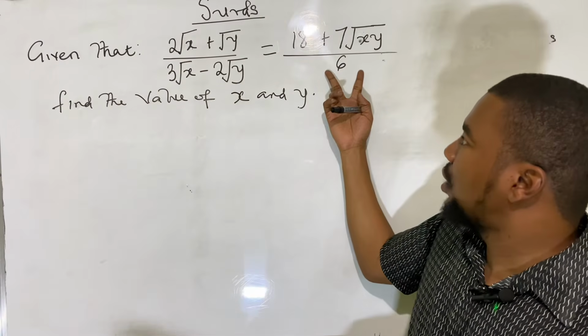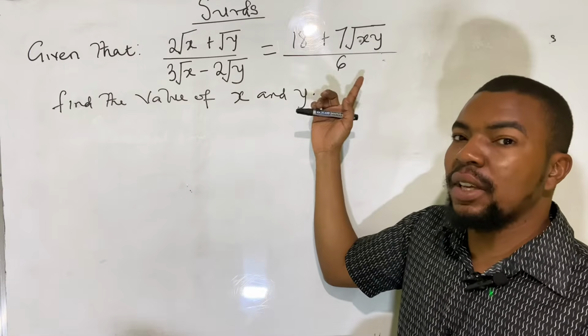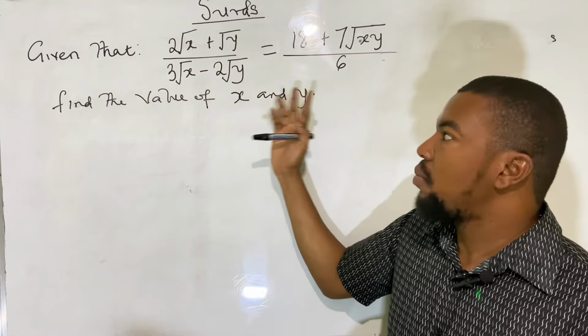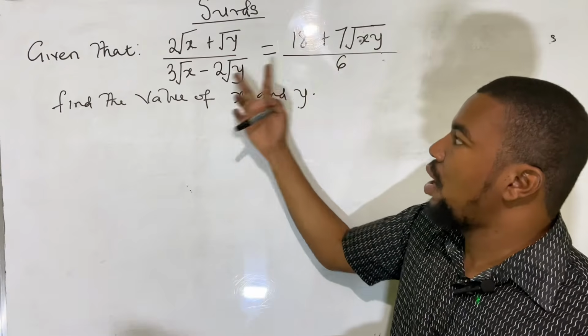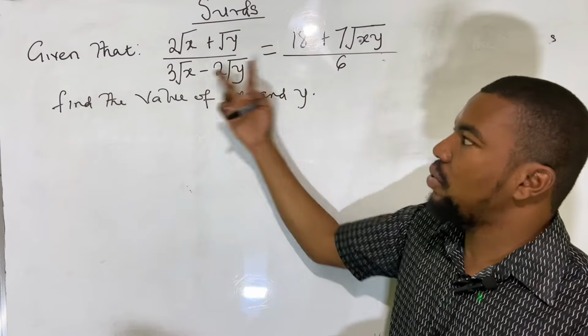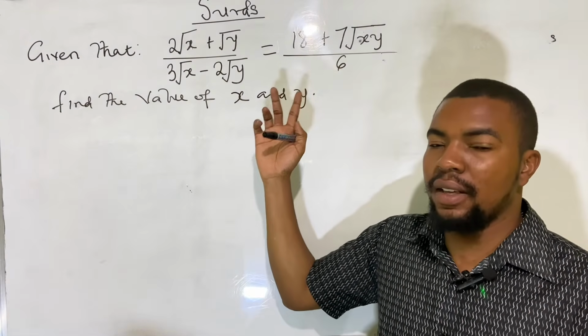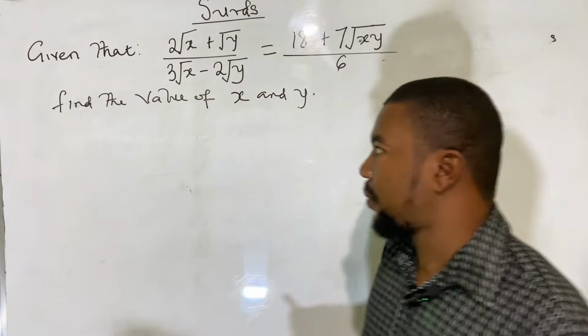You can see that the right side does not have a square root in the denominator, so it's already rationalized. But for the left side, we have to rationalize and then compare. Since they're equal, rationalize and then compare to find the values of x and y. Now let's do that very quickly.